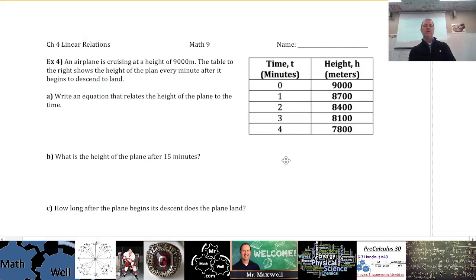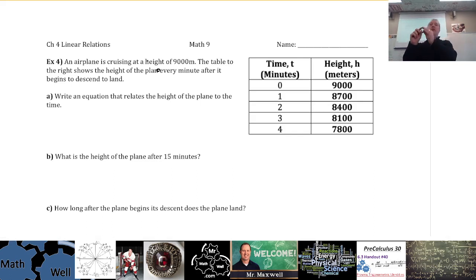All right, example 4 says, this should be the top of your next page, I guess. An airplane is cruising at a height of 9,000 meters. 9 kilometers up. Is that even real? The table to the right shows the height of the plane every minute after it begins to descend to land. Okay. So I think about graphs. We haven't really talked about graphs too much. I think about graphs, okay?